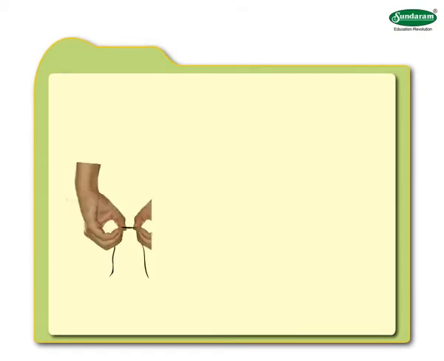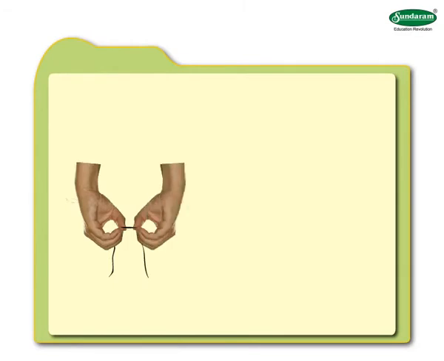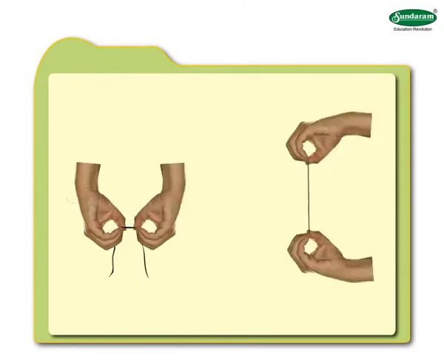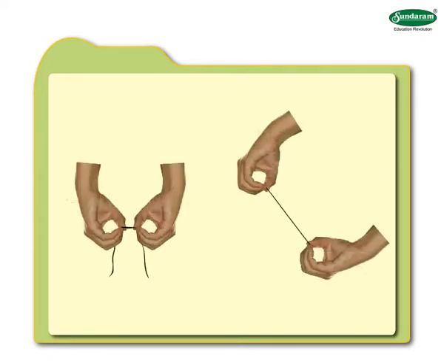Now, take a string or thread. Stretch it as shown. What we see is a horizontal line. Hold the same string in the direction shown. Now, what we see is a vertical line. Again, hold the same string in the direction shown. What we see is a slanting line.